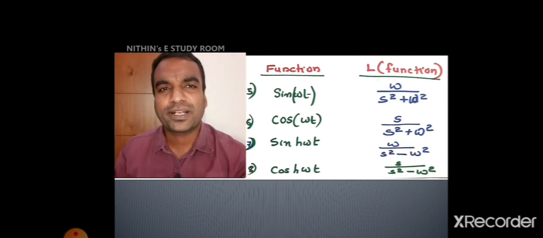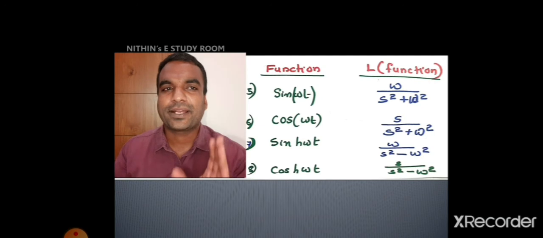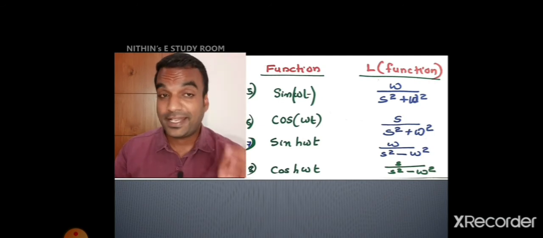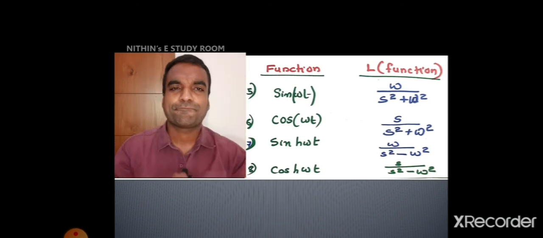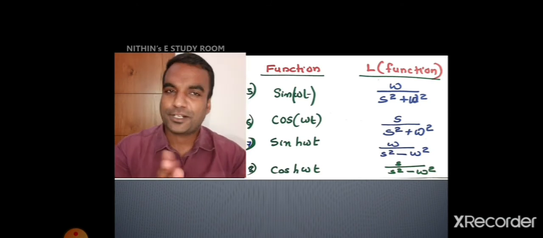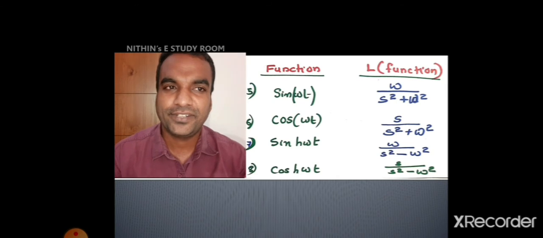So what was cos omega t? S by s square plus omega square. So what will be cos h omega t? S by s square minus omega square. Very simple.